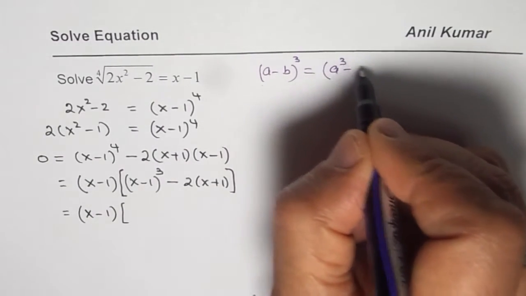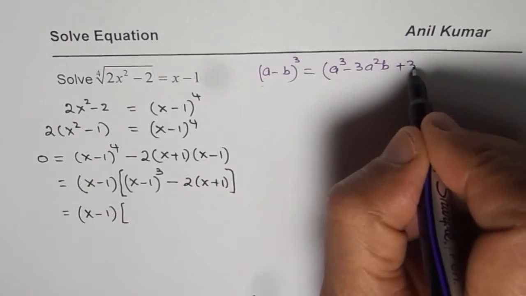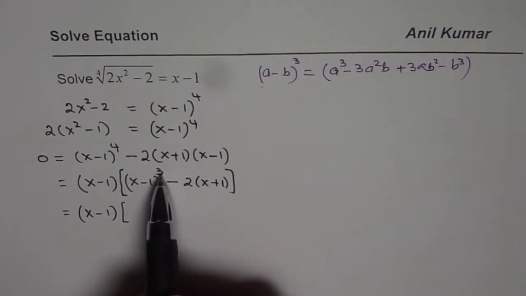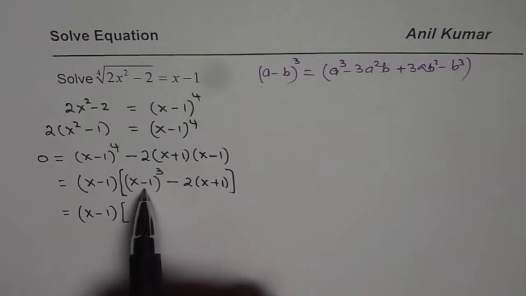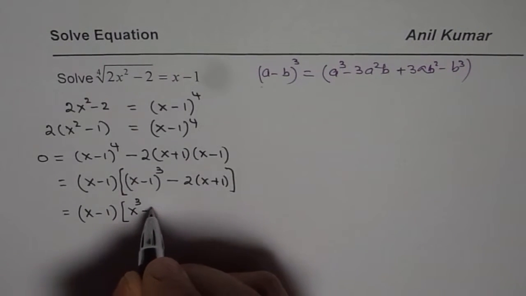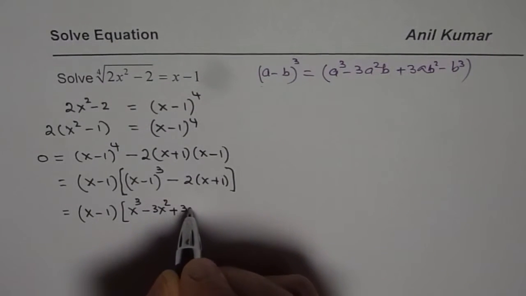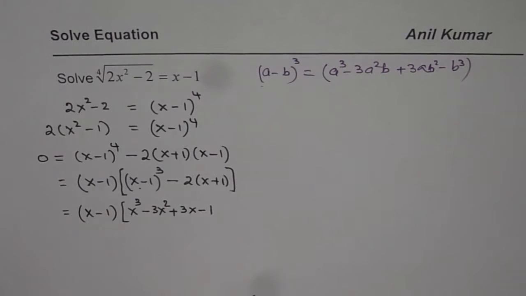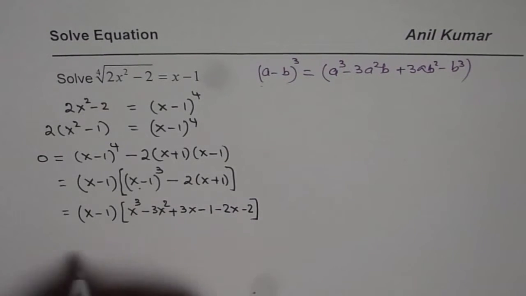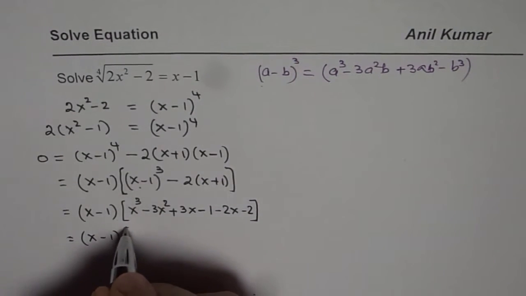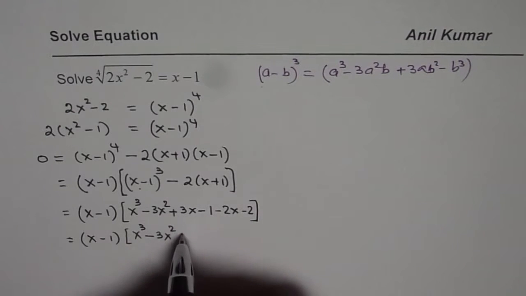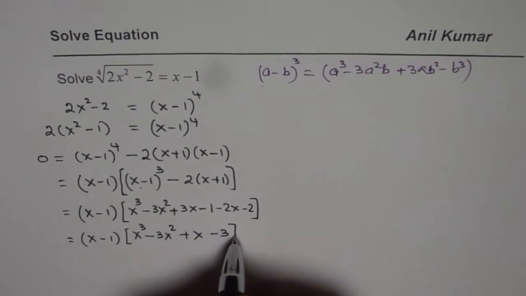So we have a cube minus 3a square b plus 3a b square minus b cube. We'll apply this formula to expand (x minus 1) whole cube. At times you can use Pascal's triangle also to expand these terms. So we get x cube minus 3x square plus 3x minus 1. That is the expansion of (x minus 1) whole cube. And now let us expand the second term, which is minus 2x minus 2. Now we can combine like terms. We have x cube minus 3x square; among the x terms we have 3x minus 2x, which is plus x; and in the numbers we have minus 3.